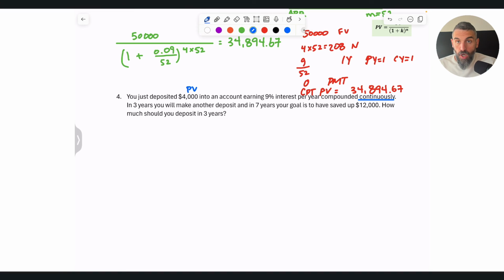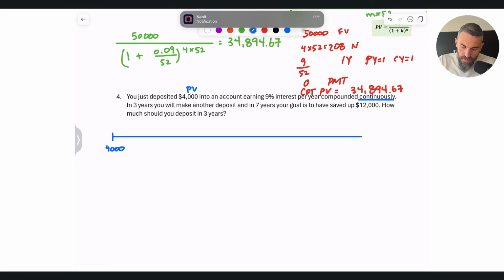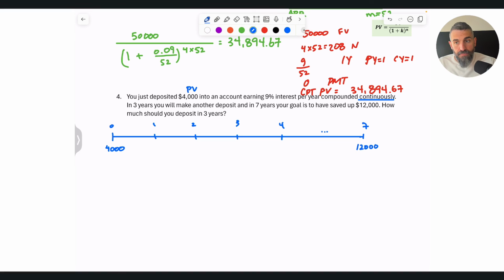And when it starts to become a little bit complicated, you want to start drawing timelines. This is something you'll see me do in pretty much every lesson, just to make sense of it. I'm going to deposit $4,000 here, and the goal is that at the end of 7 years, I'll have 12,000. And it says that at the end of the 3rd year, you're going to make an additional deposit.